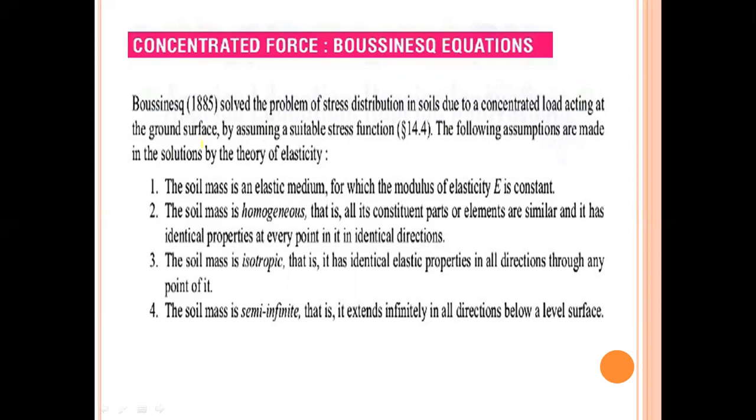The soil mass is an elastic medium for which the modulus of elasticity is constant. The soil mass is homogeneous, that is, all its constituent parts or elements are similar and it has identical properties at every point in identical directions. The soil mass is isotropic, that is, it has identical elastic properties in all directions through any point of it. And the final one, the soil mass is semi-infinite, that is, it extends infinitely in all directions below the level of the surface.